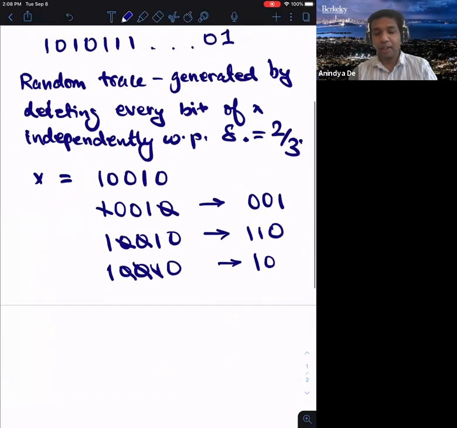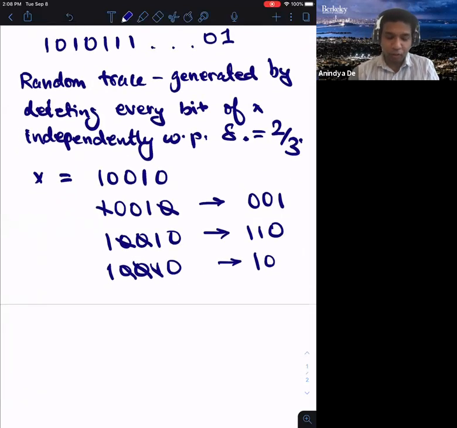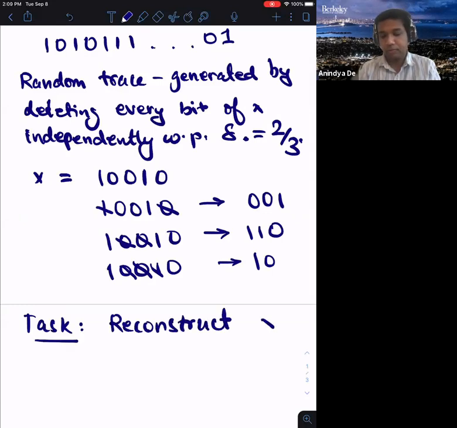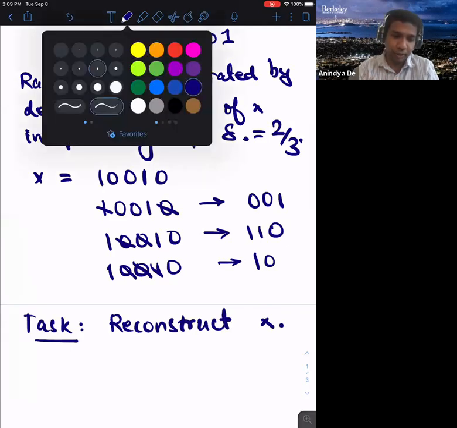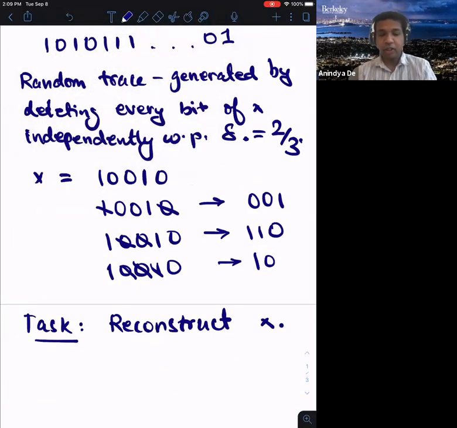And the task is obvious. The task is to reconstruct X. The task is just to reconstruct it. By reconstructing X, I mean that the algorithm will get many, many samples, and at some point what it wants is a guarantee that with 90% probability it will output the true string X.